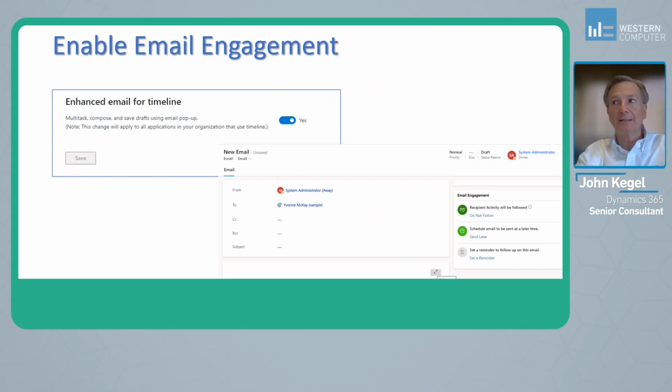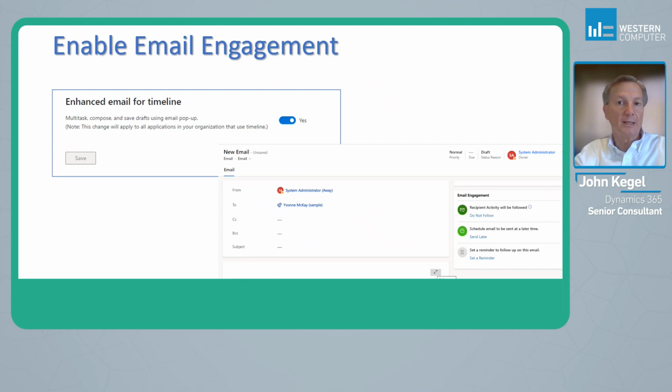Enabling email engagement is in the Sales Insights settings, and it's really just a toggle for the administrator. But after you do set this up, when the user creates a record from the timeline, a separate window pops up. So they're able to pop that window up with some options like, should I follow up? Should I set a reminder to follow up? What does that look like? Can I schedule this email at a later time?